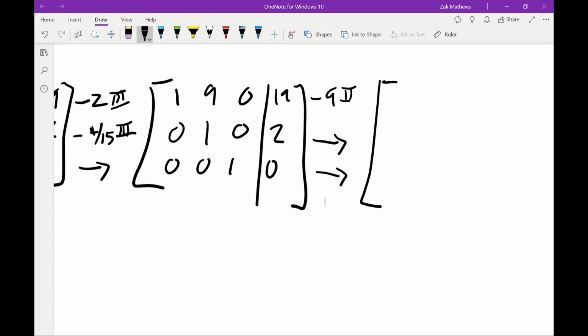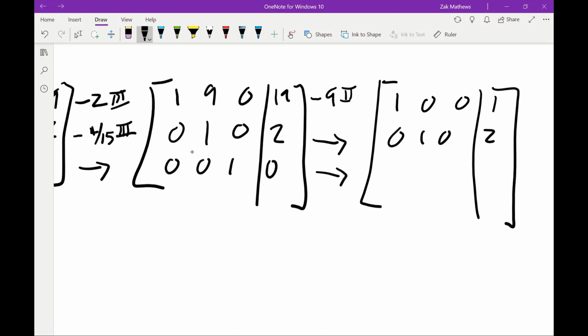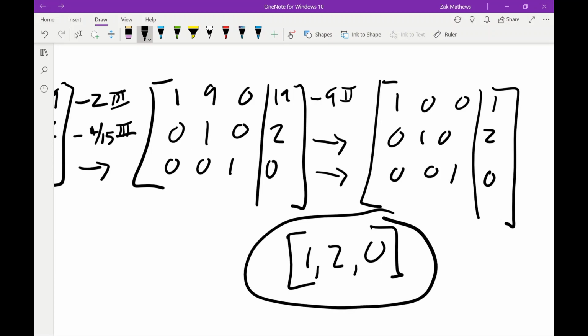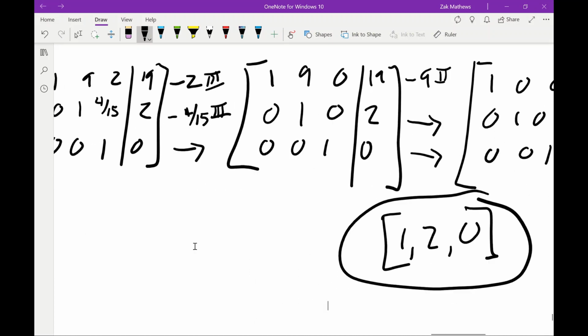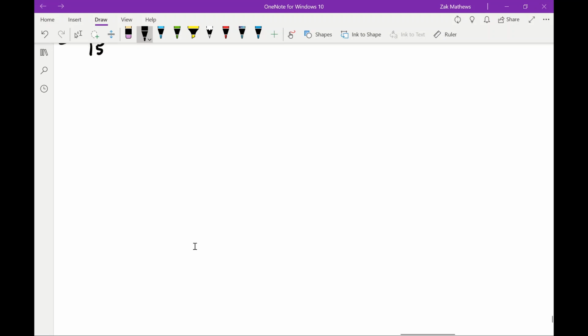And so we have 1 minus 0 is 1, 9 minus 9 is 0, 0 minus 0 is 0. 19 minus 9 times 2 is 19 minus 18 is 1. We have our 0, 1, 0, 2, and 0, 0, 1, 0. At this point, we have that x is equal to 1, y is equal to 2, and z is equal to 0. And so there is our solution. Again, that should look familiar from the first video. I'm just repeating a lot of the same examples to show you we get to the same place.